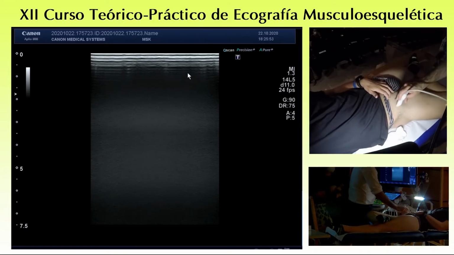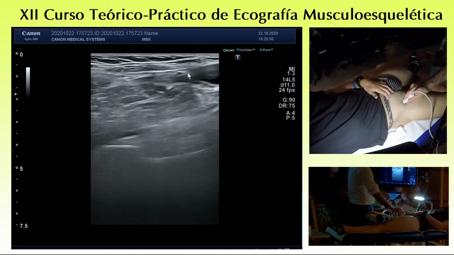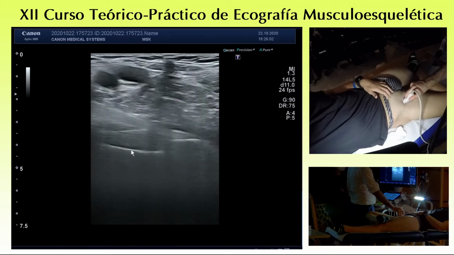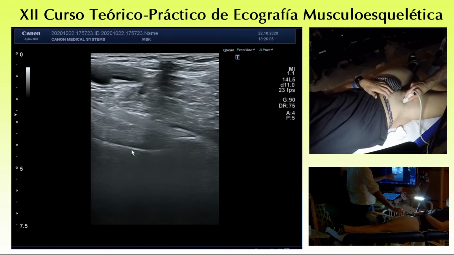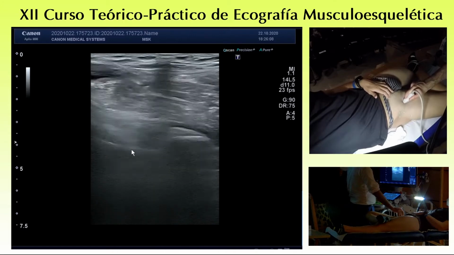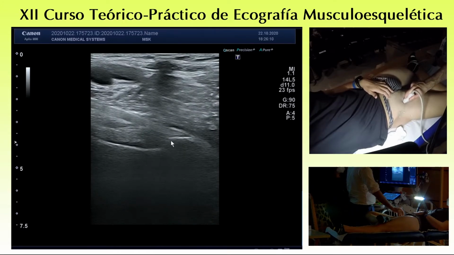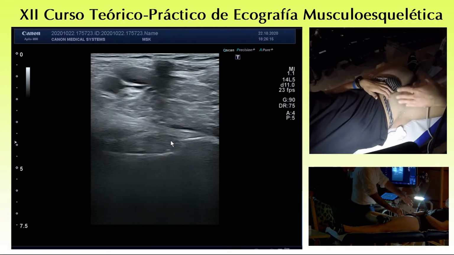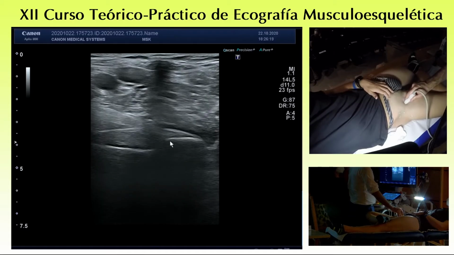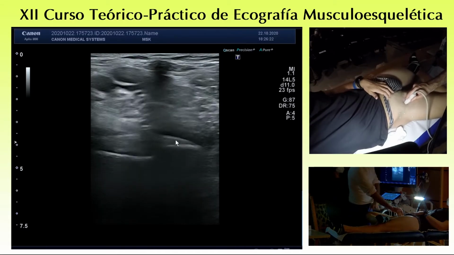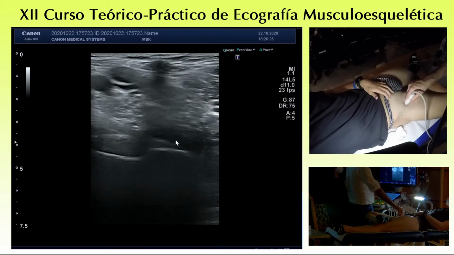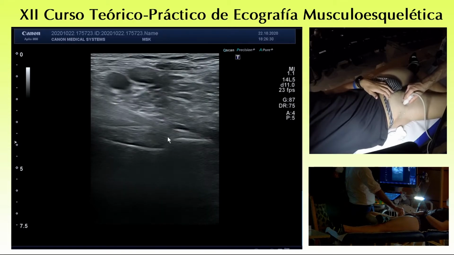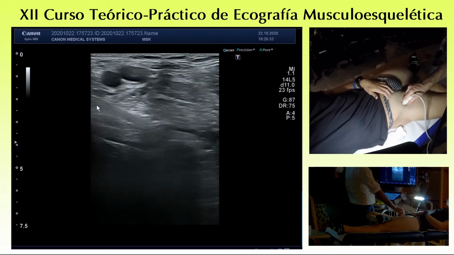Okay, and when we place the probe like this, the lesser trochanter is really well exposed. Look at the probe, it is exactly aligned with the torso of the patient. So we have the leg in this position. Placing the probe in the femoral triangle, we recognize immediately the lesser trochanter with the insertion of the psoas tendon.